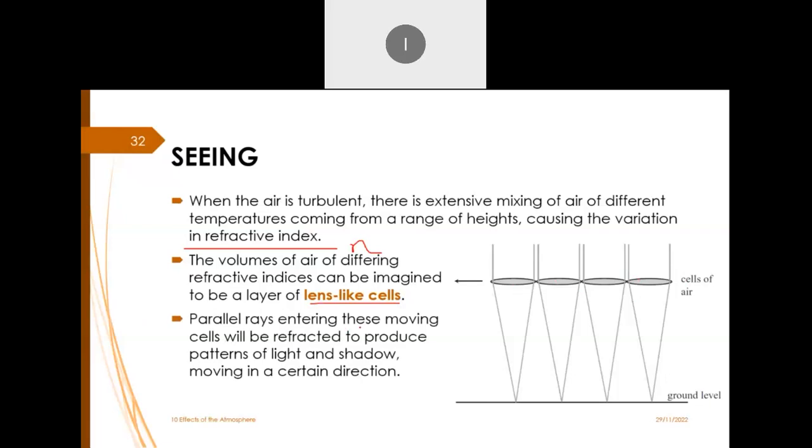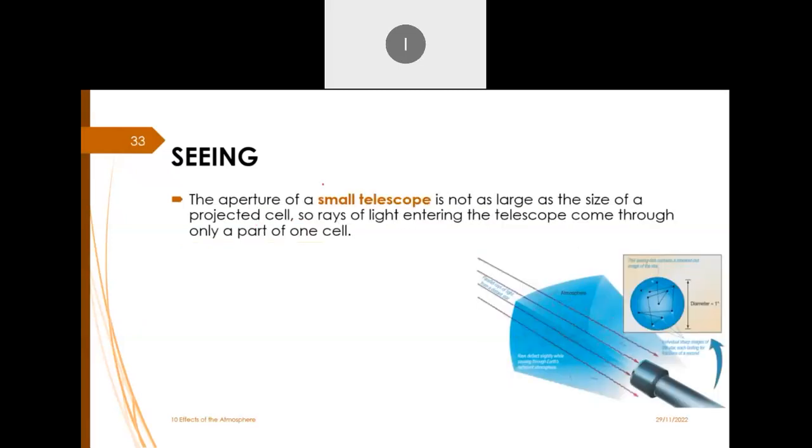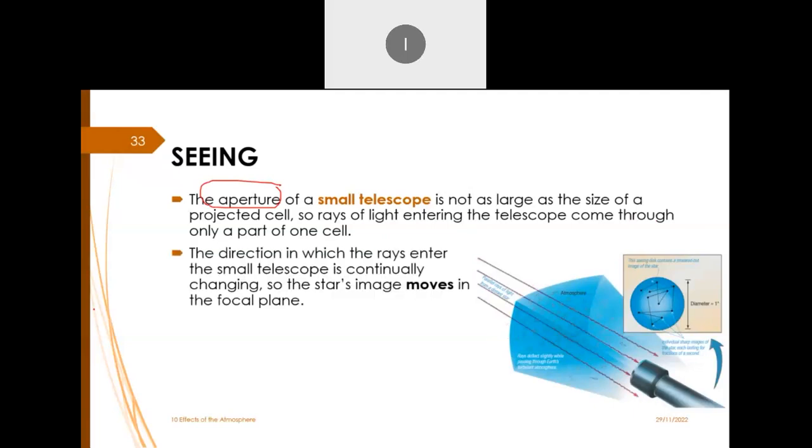Parallel rays entering this moving cell will be refracted to produce a pattern of light and shadow moving in a certain direction. For a small telescope, the aperture is not as large as the size of the projected cell. So rays of light entering the telescope come through only a part of one cell. The direction in which the rays enter the small telescope is continually changing, so the star's image moves in the focal plane.